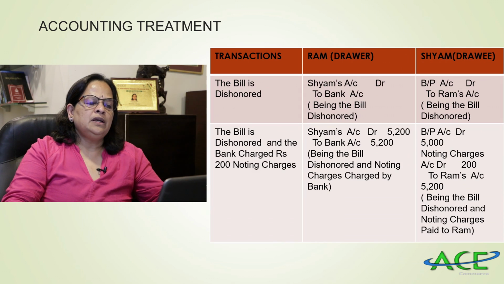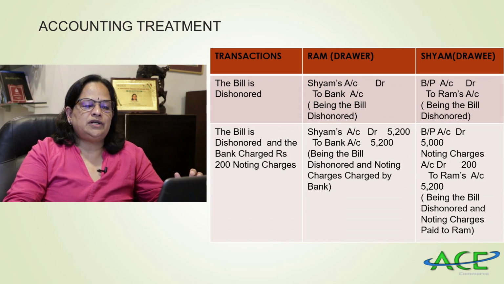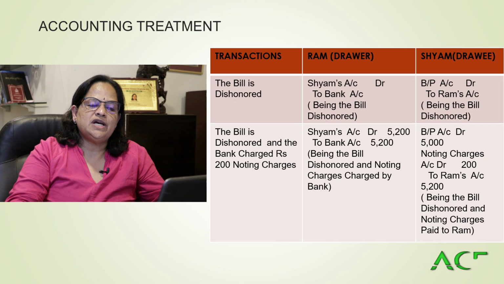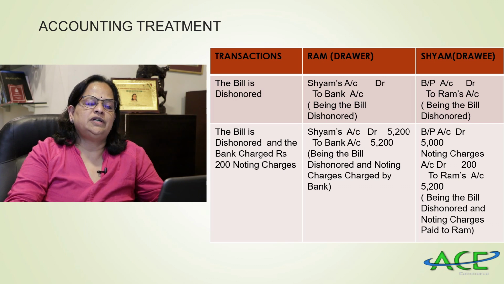Now continuing with that, the bill is dishonored. So in the books of Ram, Shyam's account debit to bank account, being the bill dishonored. In the books of Shyam, bills payable account debit to Ram's account, being the bill dishonored.